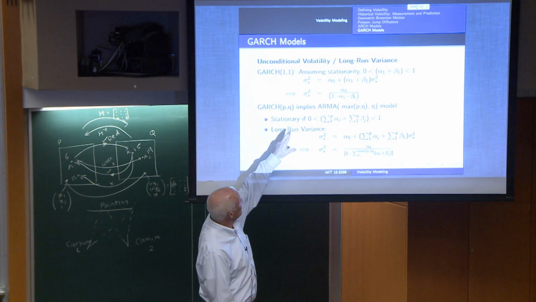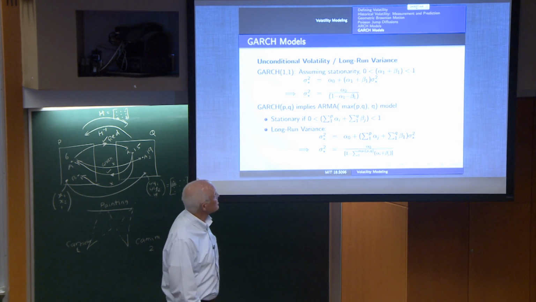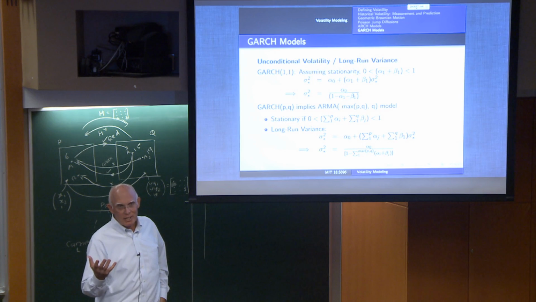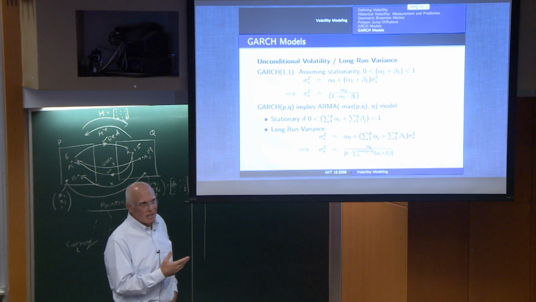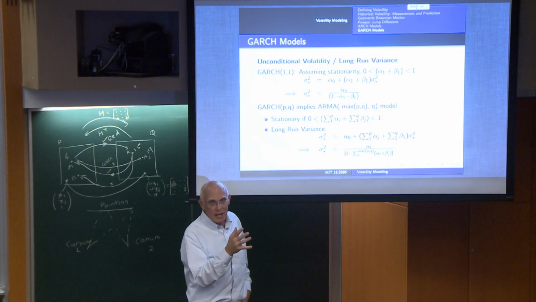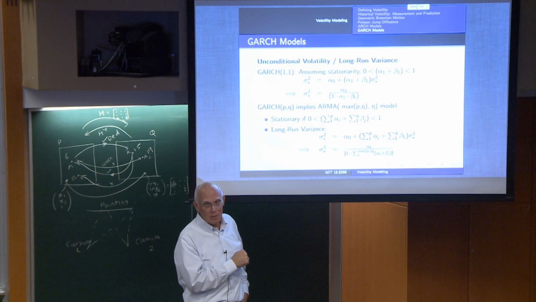And then you can just solve for this and see that sigma star squared is equal to alpha naught over 1 minus alpha 1 minus beta 1. And in terms of the stationarity conditions for the process, in order for the long run variance to be finite, you need alpha 1 plus beta 1 to be less than 1 in magnitude.